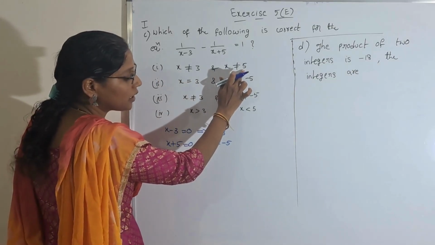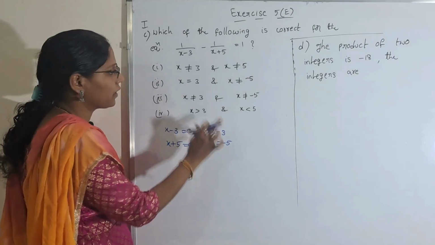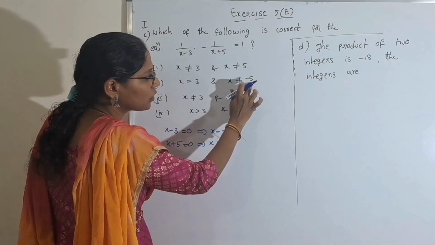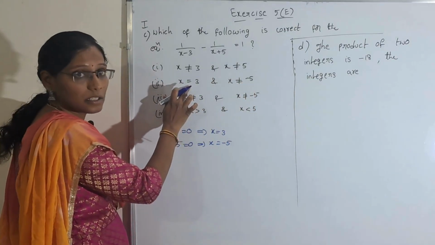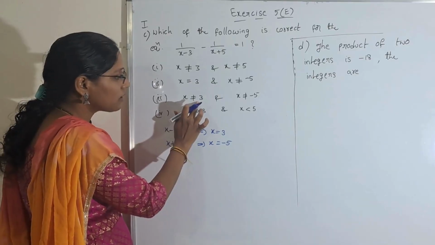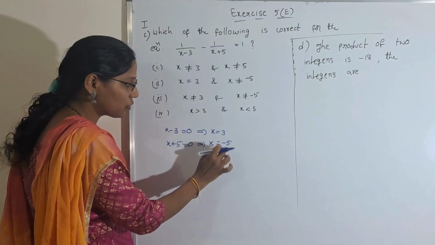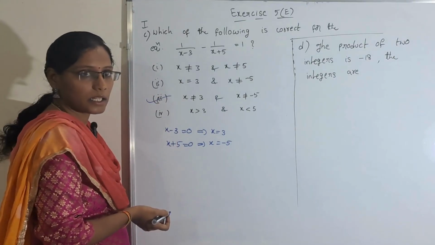Here x is not equal to 5, but we need minus 5. x equal to 3 is not possible. Here x not equal to minus 5, and x equal to 3 is not possible. x is not equal to 3 and x is not equal to minus 5. So the third option is correct.